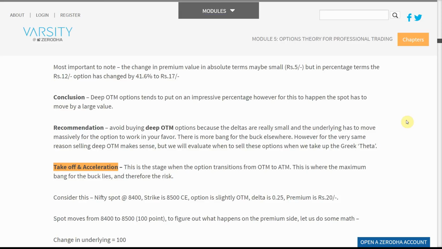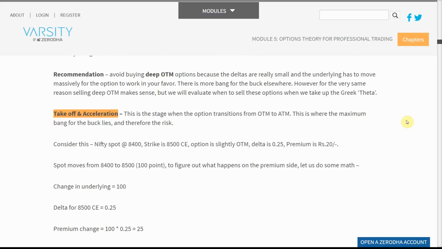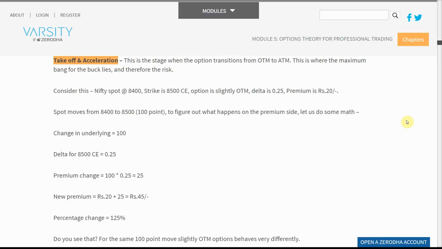However, for the very same reason, selling deep OTM makes sense. But we will evaluate when to sell these options when we take up the Greek theta takeoff and acceleration. This is the stage when the option transitions from OTM to ATM. This is where the maximum bang for the buck lies, and therefore the risk.